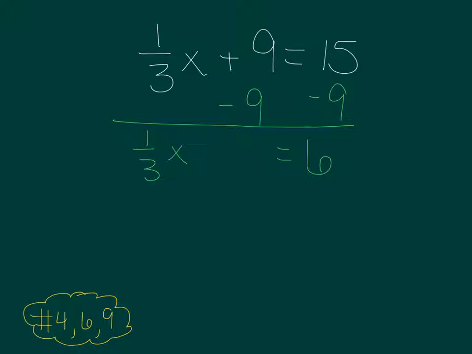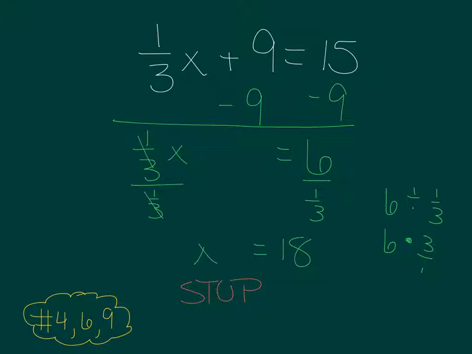Now, what do we do here? We are multiplying by a fraction, so we divide both sides by 1/3, okay? 1/3 over 1/3 becomes 1. This is 6 divided by 1/3, right? So how do we divide by a fraction? We multiply by the reciprocal, and we get 6 times 3 is 18. We have seen problems like this before. Divide by the fraction, you multiply by the reciprocal. So now, stop the video again and go work numbers 4, 6, and 9.